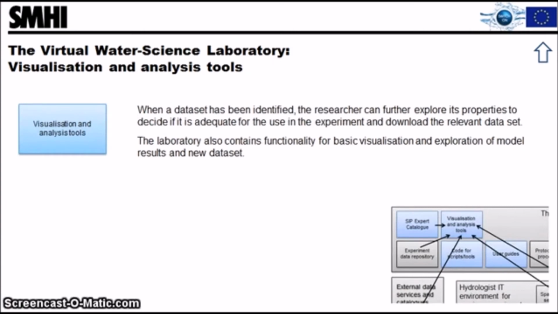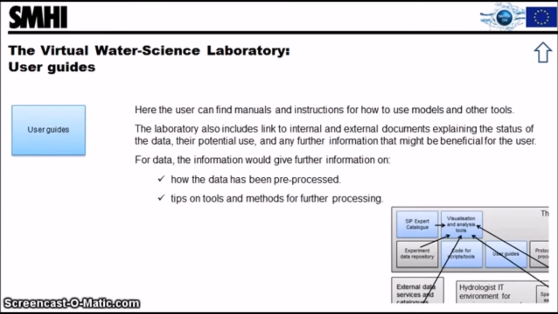When a dataset has been identified, the researcher can further explore its properties to decide if it's adequate for use in the experiment and download the relevant dataset. The laboratory can also contain functionality for basic visualization and exploration of model results and new datasets. To further aid the user to explore the data, the virtual water science laboratory contains an area for storing manuals and instructions about data, models, and other tools.